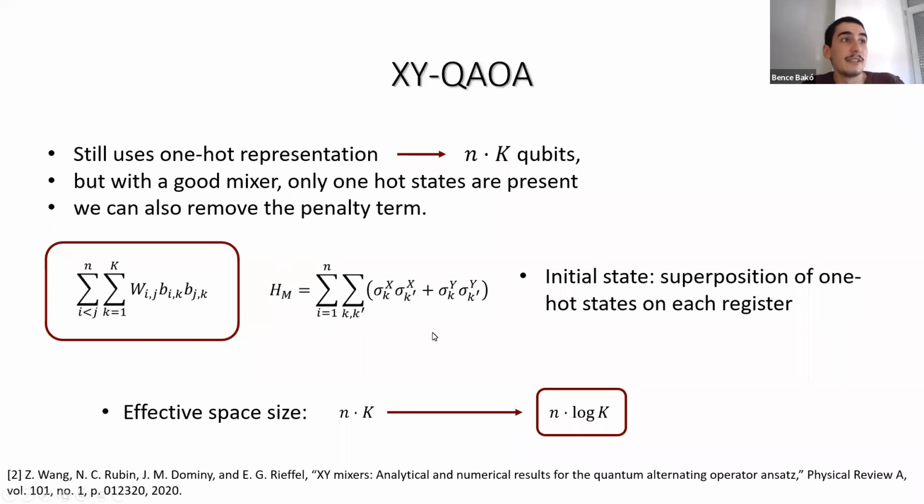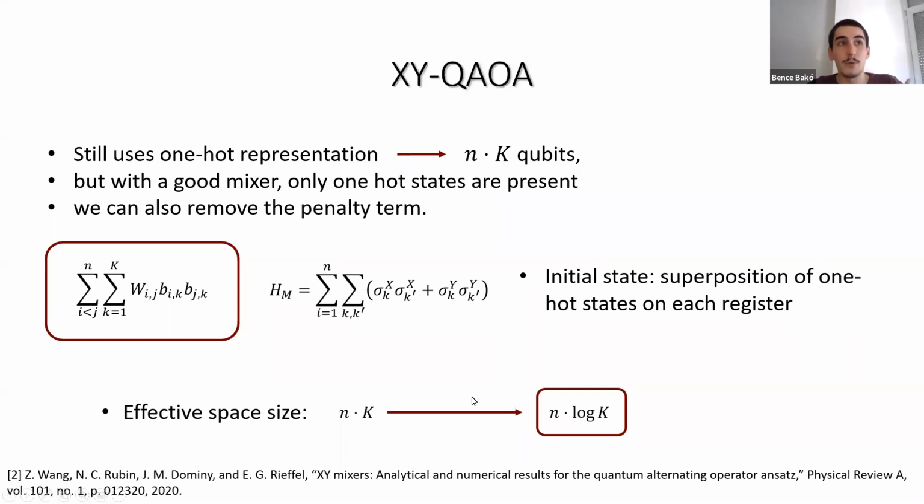And then we can use this XY mixer, in which case we choose this K and K prime, where there are multiple approaches, but let's consider the ring mixer, in which case K prime is K plus 1. And so we get these linear connections. And at the end, we also connect the last one with the first.